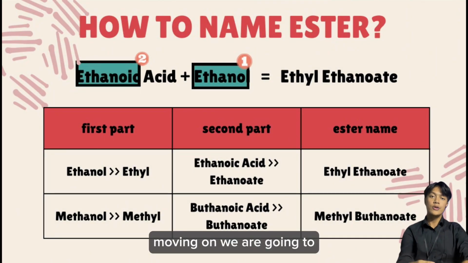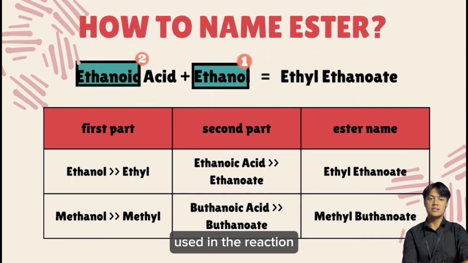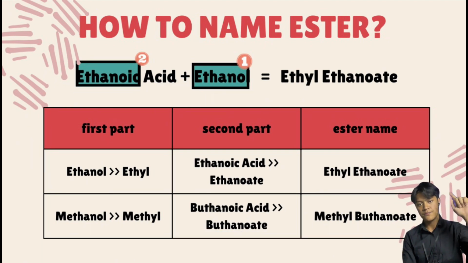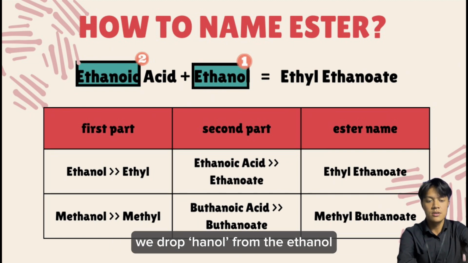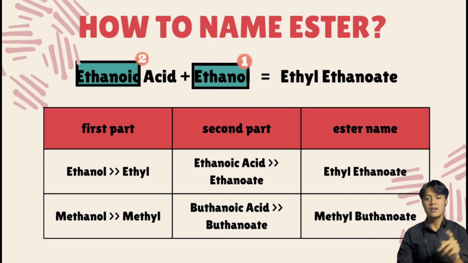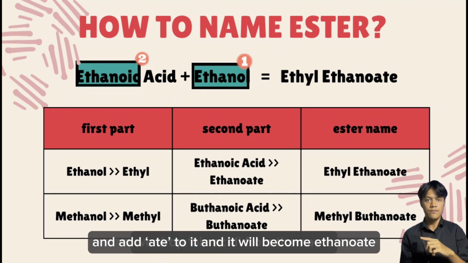Moving on, now we are going to learn how to name the ester produced. We can directly name the ester using the reactants used in the reaction. In this case, it is ethanoic acid and ethanol. We name the ester using the alcohol first. Okay, so we drop the "anol" from ethanol and add "yl" to the back of it, so it will become ethyl. Next, for ethanoic acid, we will drop "oic acid" from the name and add "ate" to it, and it will become ethanoate.